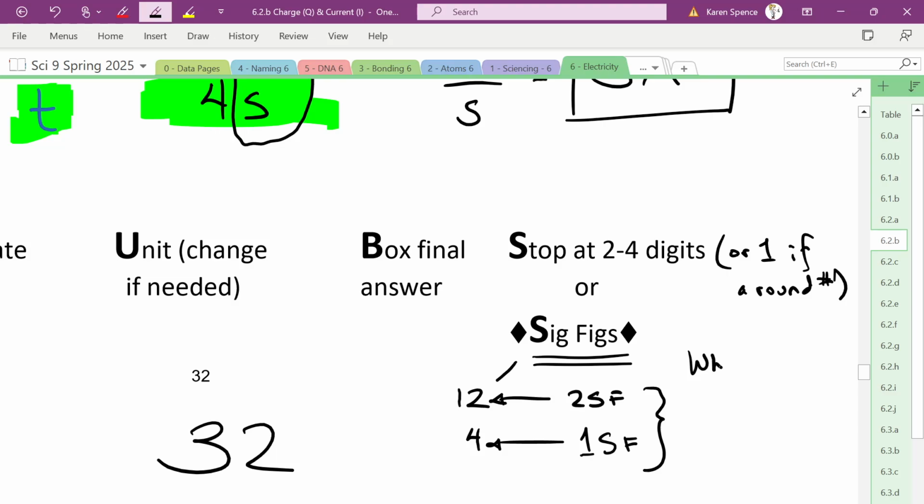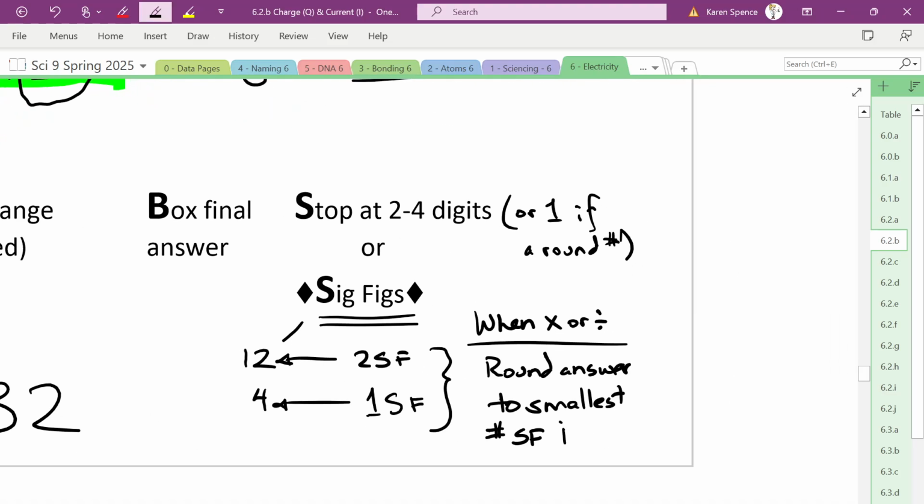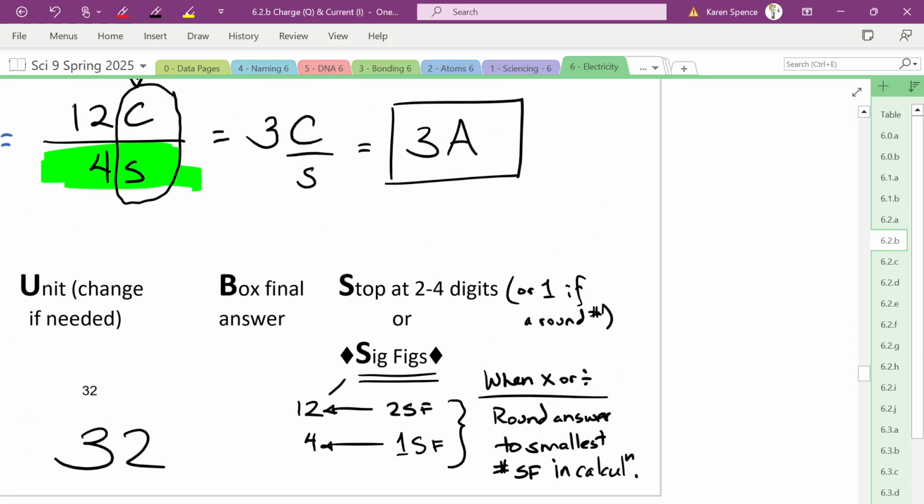When we multiply or divide, round your answer to the smallest number of sig figs in the calculation. So we should have 1 sig fig in our final answer, which fortunately is exactly what we already have. So it is 3 amps.